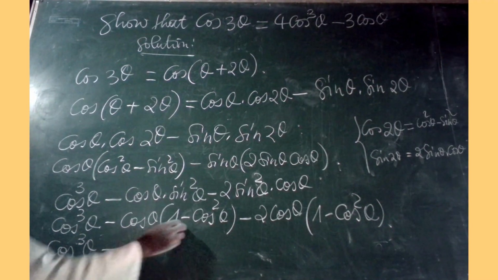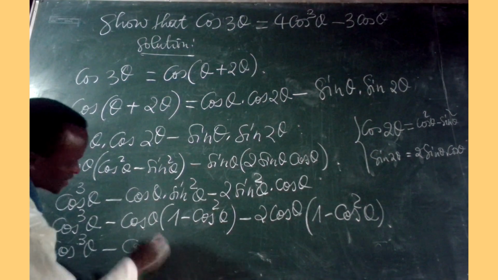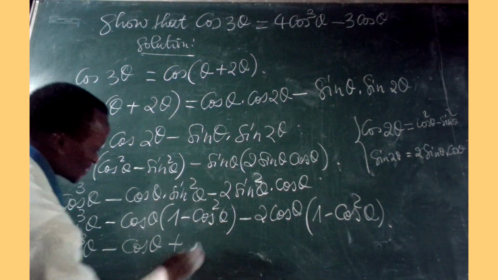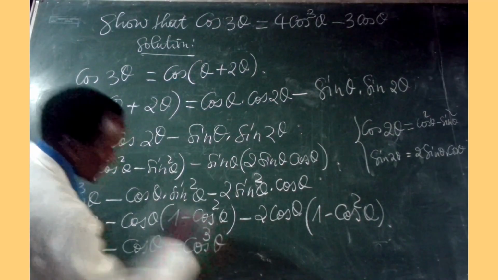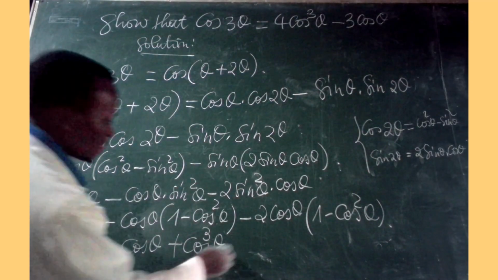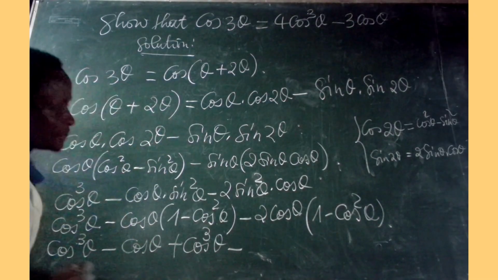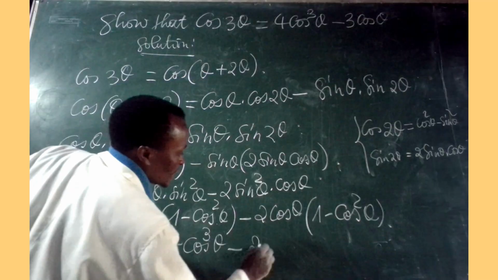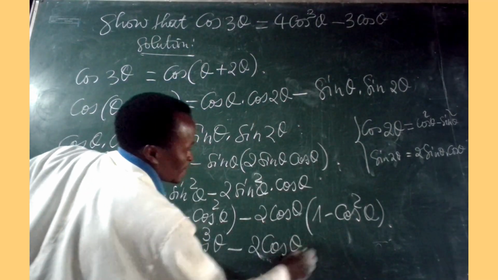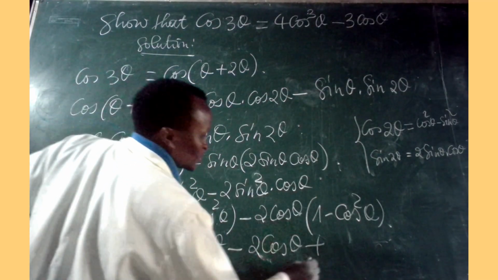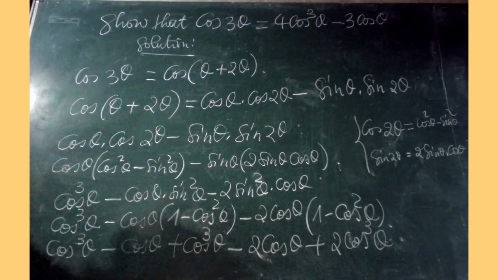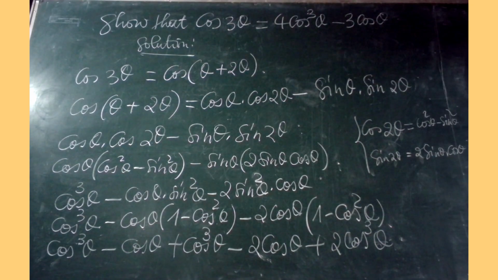Now we still have cosine power 3 theta minus this to this one will be equal to cosine theta plus cosine power 3 theta. Now it is minus 2 cosine theta times this, which will be equal to minus 2 cosine theta plus 2 cosine power 3 theta. Now we are going to collect similar terms.